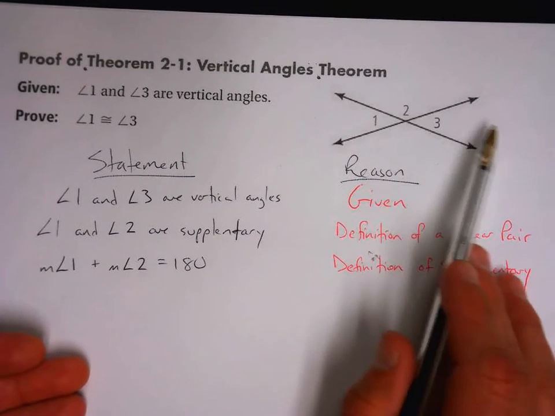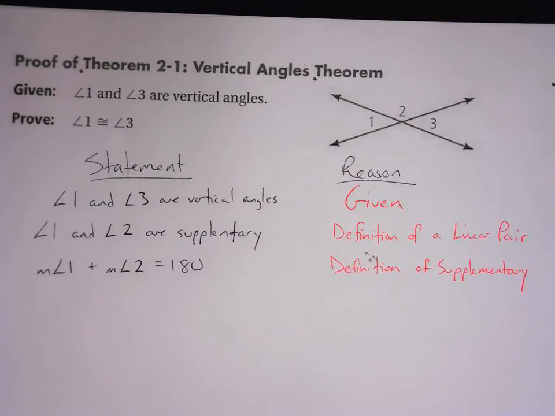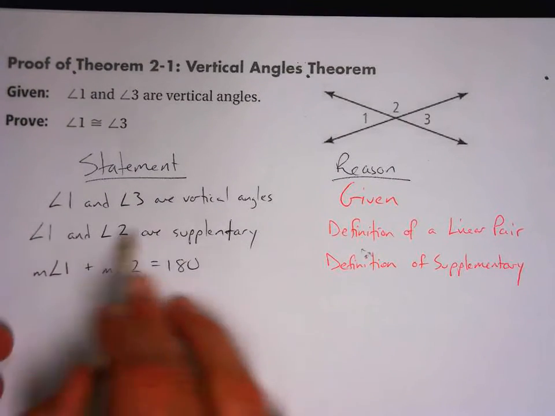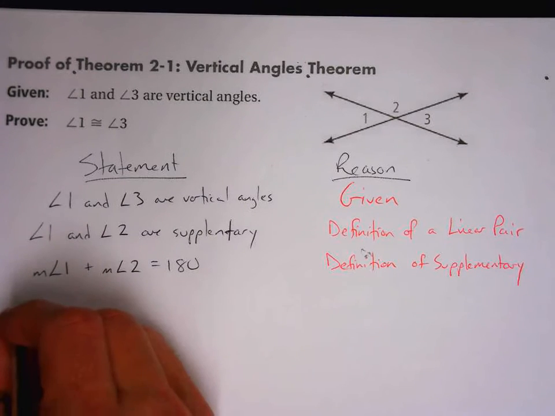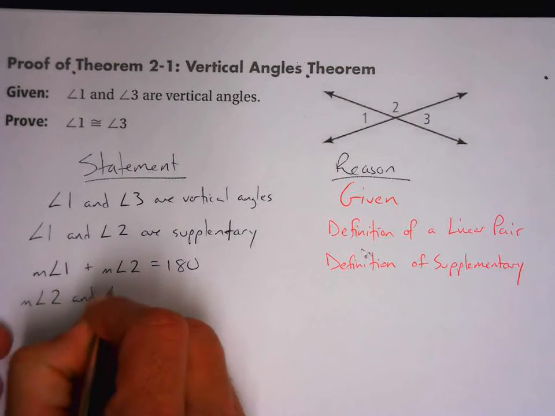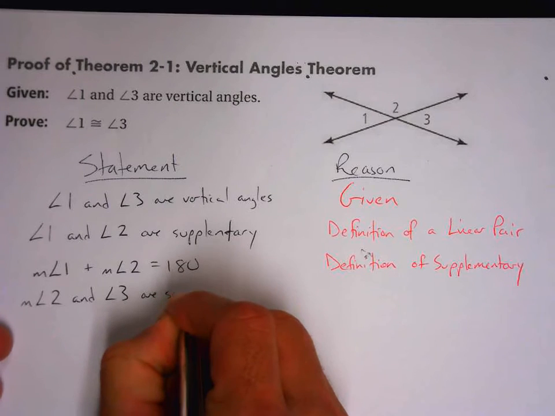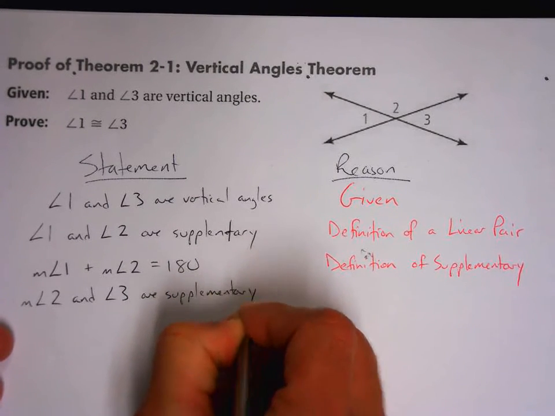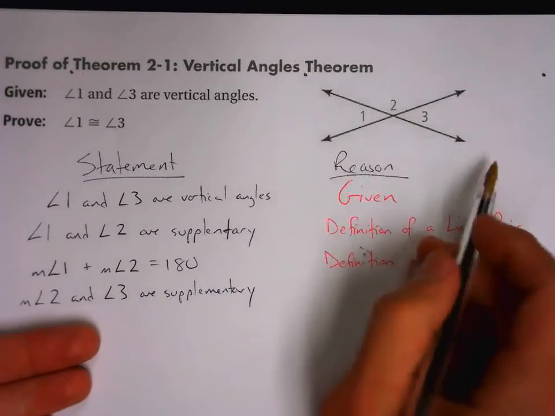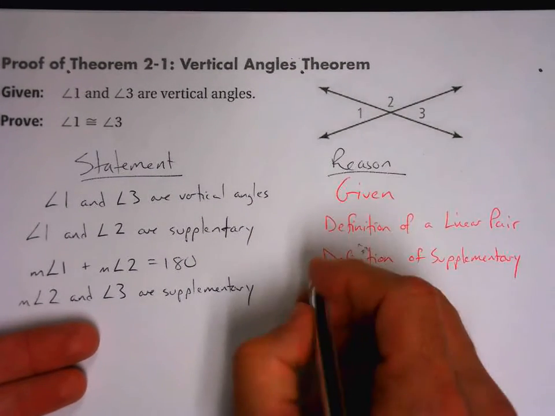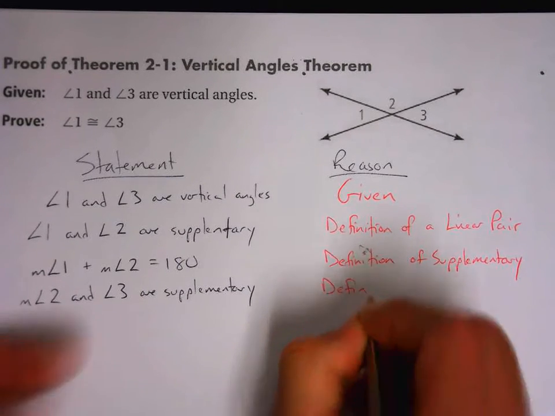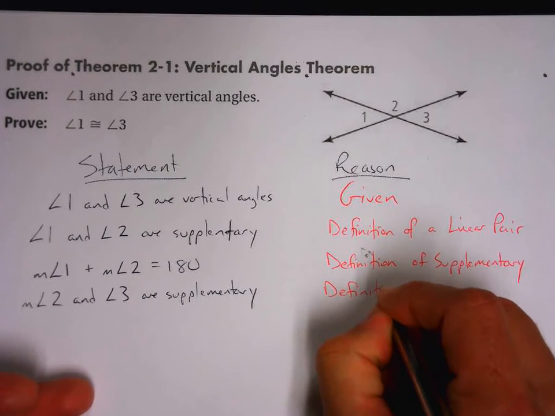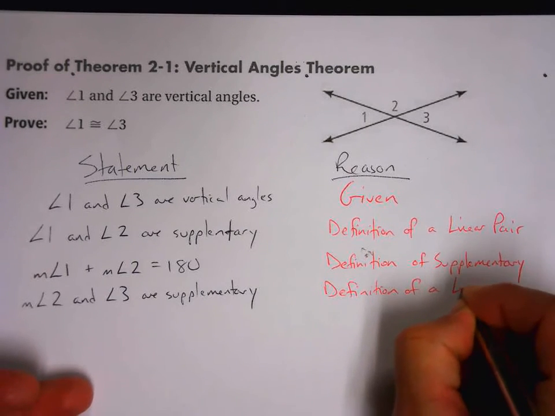Now you've got to do the same exact thing for angle 2 and angle 3. So we notice the same thing about angle 2 and angle 3. Look how we wrote it here for angle 1 and angle 2. We're going to do the same thing for angle 2 and angle 3. So angle 2 and angle 3 are supplementary. Well, how do we know that? What's the reason for that? And again, we could look. They're a linear pair. They're adjacent angles that make a straight line, and so that's the definition of a linear pair. Okay, so we can say definition of a linear pair.